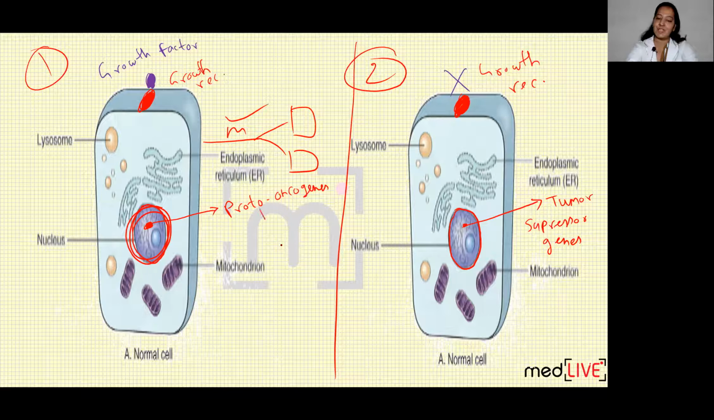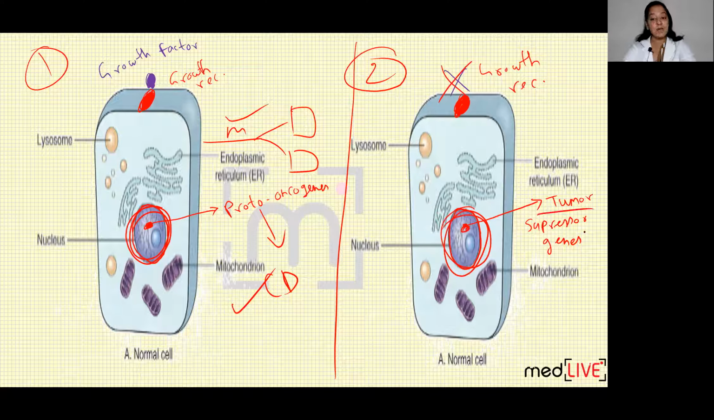So proto-oncogene is a gene which promotes cell division. It causes cell division. There is another gene in the second diagram. You can see there is no growth factor. No growth factor is binding with the growth receptor. So a gene in this cell gets stimulated. The name of that gene is tumor suppressor gene. Once this gene gets stimulated, transcription and translation occurs. A protein is formed which will inhibit the mitosis. Mitosis won't occur. Out of one cell, 2 cells won't be formed in this cell. So tumor suppressor is a gene which inhibits cell division.